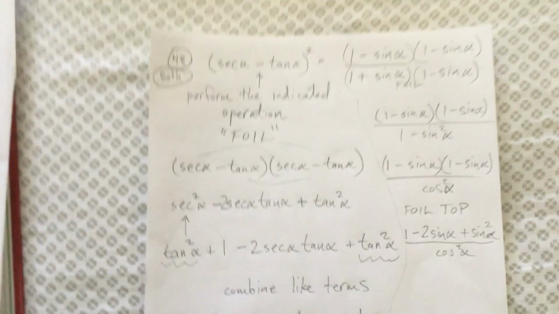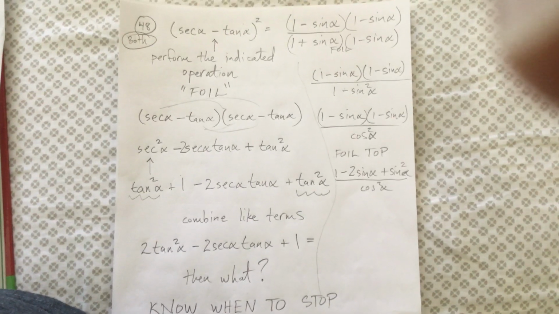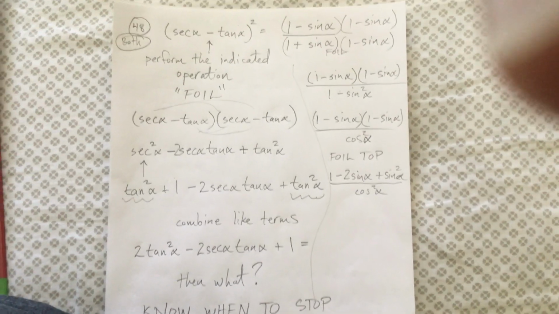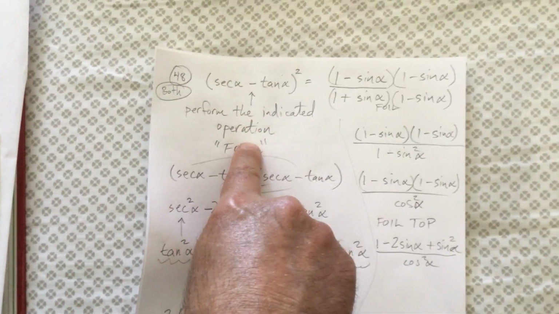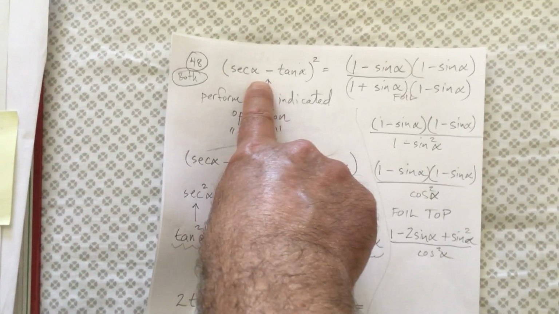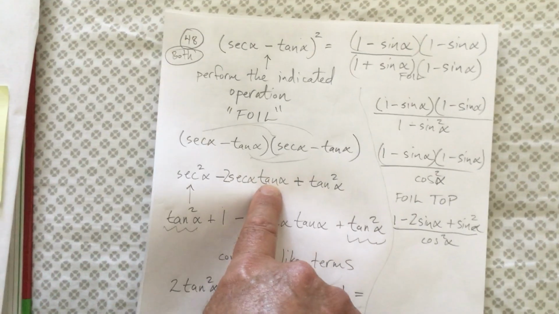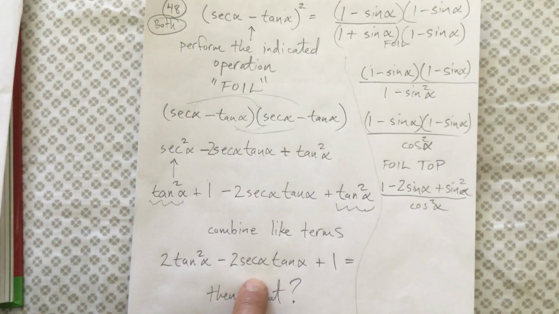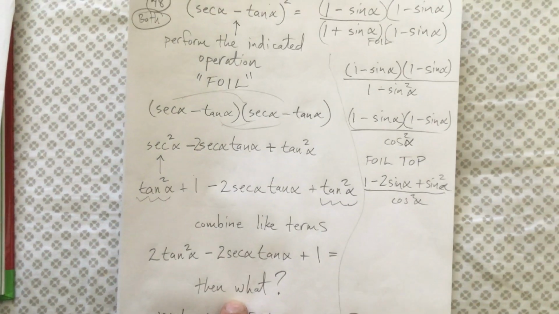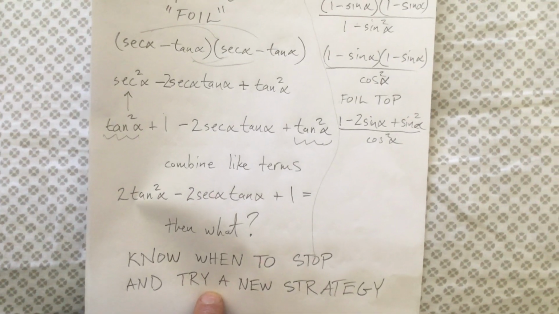But see, I did this one to show you what it looks like when you're actually not making any progress. This is what not to do. Look at how complicated this side was. I went, hey, I could FOIL this. So I FOILed it. I performed what was indicated, which is FOILing. But when I did that, I got it to here, I combined some stuff, I said that's the same as this, I could get it so it looked like this, but now what? Know when to stop and try a new strategy.